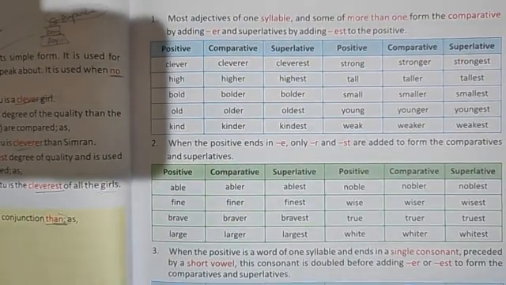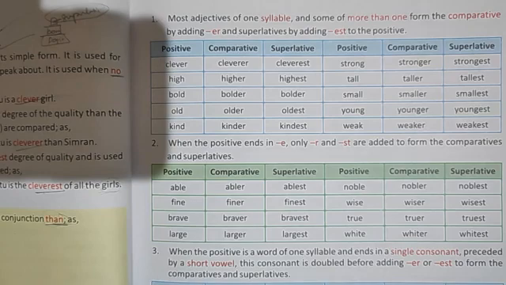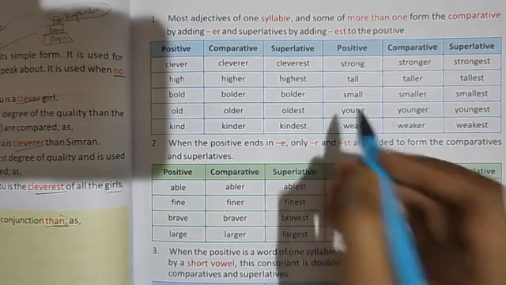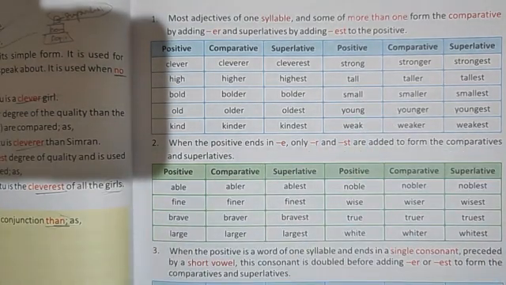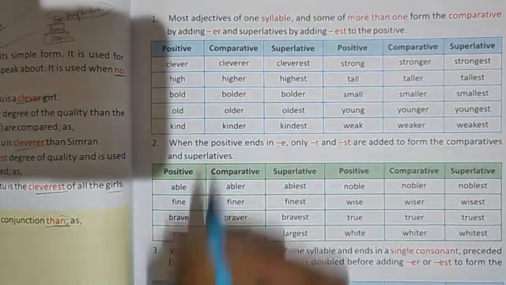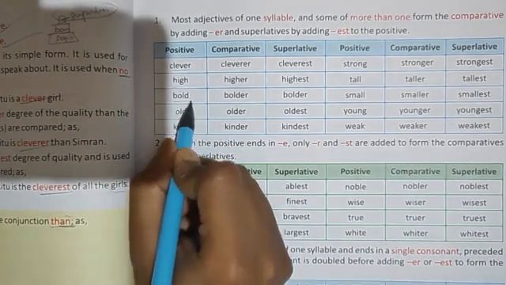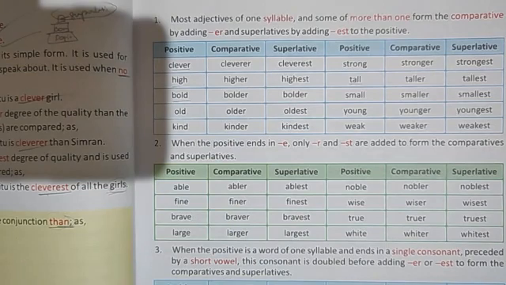Now see, most adjectives of one syllable, or some of them with more than one syllable, form the comparative by adding er, and the superlative by adding est. Syllable means where you are giving 2 sounds. For example, tall, you are getting only 1 sound, tall. Clever, 2 sounds, clever. High, 1. Bold, 1.